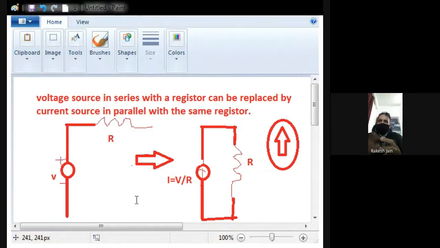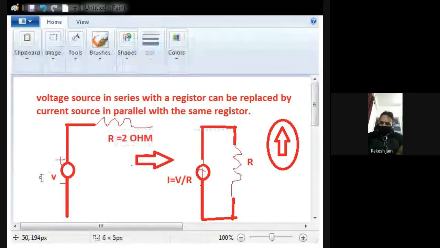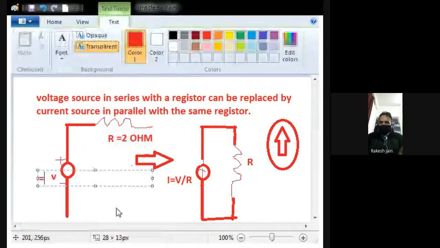For example, let's suppose V is equal to 10 volt and R is equal to 2 ohm. For example, in any circuit, you will find R is equal to 2 ohm and V is 10 volt.